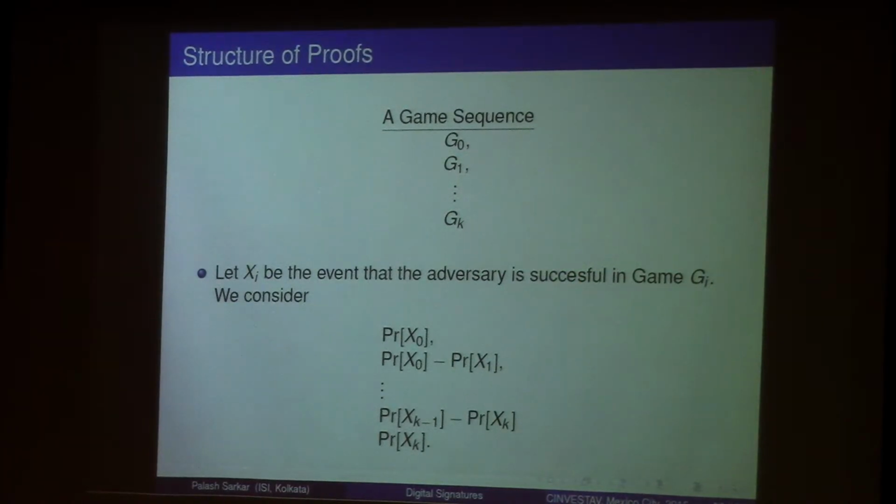So the original game is this game G0, and then you have a final game GK. And Xi is the event that the adversary is successful in game Gi, and we look at these differences. This is the original success probability of the adversary, and it should be very small here, and these differences should also be very small. So the goal, the target of the proof, would be to design such a sequence of games so that this is small and these differences are also small.